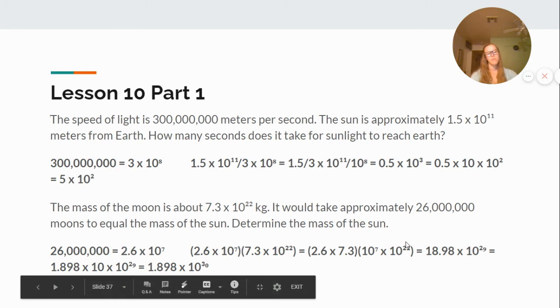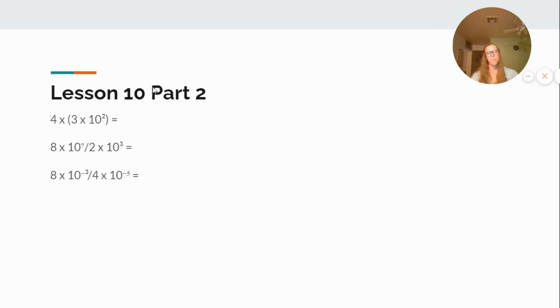So again, we always add the exponents when multiplying. 2.6 times 7.3 is 18.98. We must put it in scientific notation, so we end up with a final answer, 1.898 times 10 to the 30th.